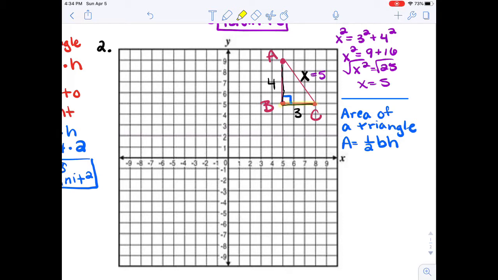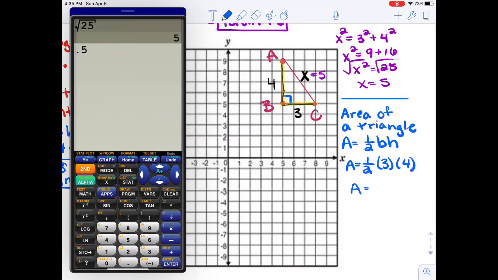So I'm going to say that this side BC is my base, and it connects to AB, which I'm going to call my height. So area equals 1/2 times 3 times 4. So remember, there's a few different ways you could put this in your calculator. You could put 0.5 times 3 times 4. You could do 3 times 4 and then divide that number by 2. However you want to do this in the calculator, I'm going to say 0.5 times 3 times 4.